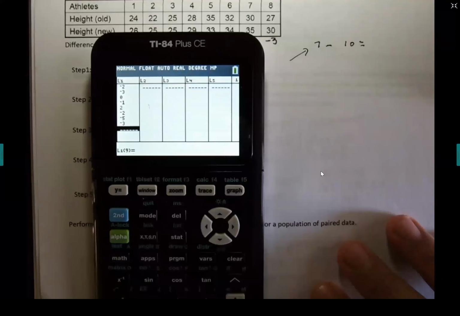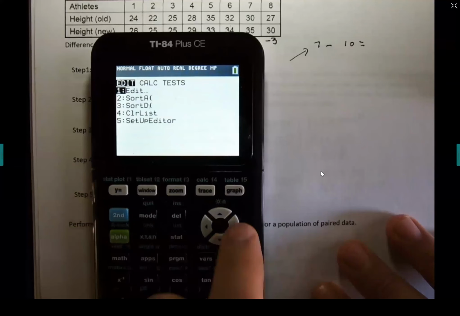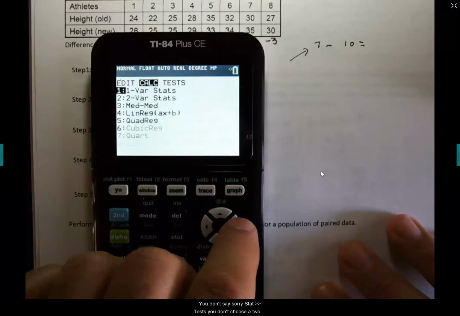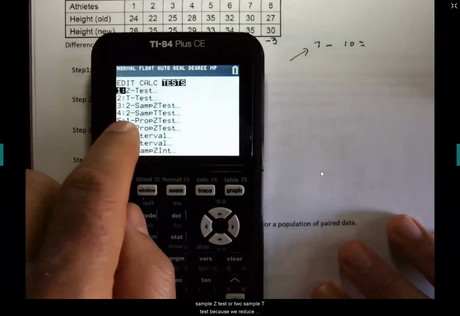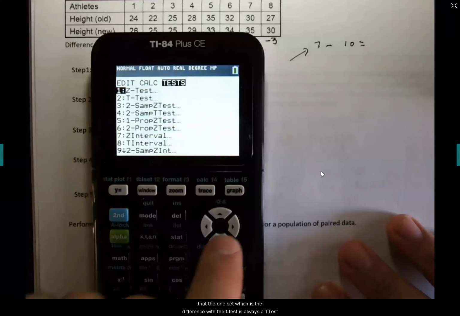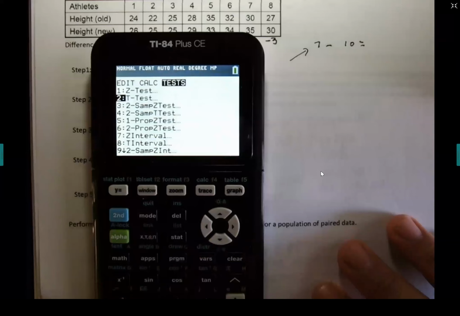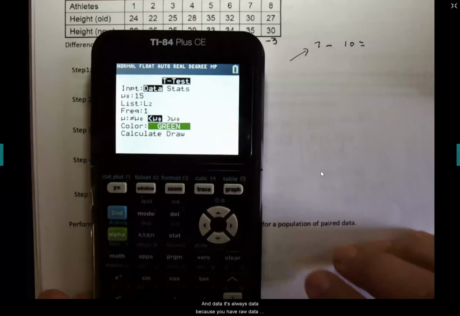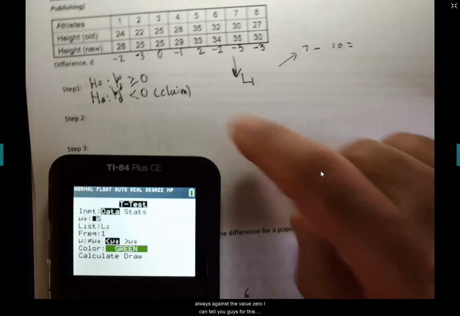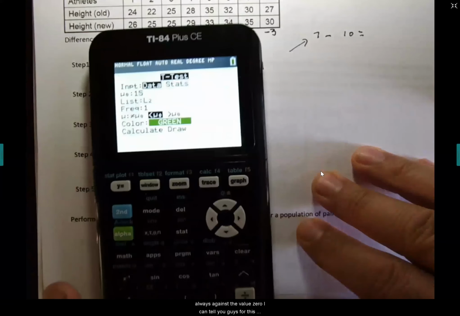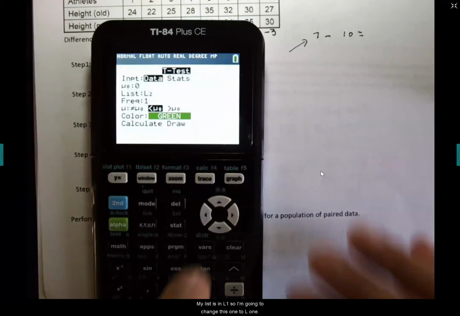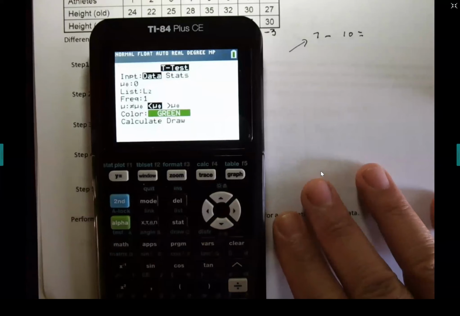Let me show you the test. You go to Stat, Calc, Tests. You don't choose a 2-sample z-test or 2-sample t-test, because we reduced that to one set, which is the difference. So it's a t-test. It's always a t-test. And data, it's always data because you have raw data here. You're testing against which value? It's always against the value 0. For this section, be assured it's always going to be 0. My list is in L1, so I'm going to change this to L1.